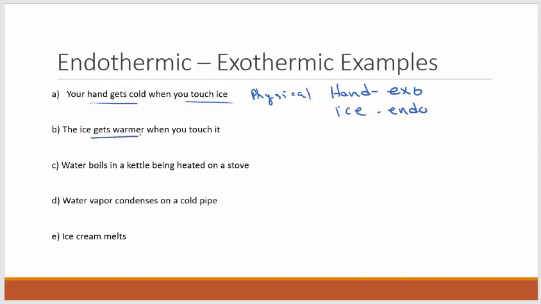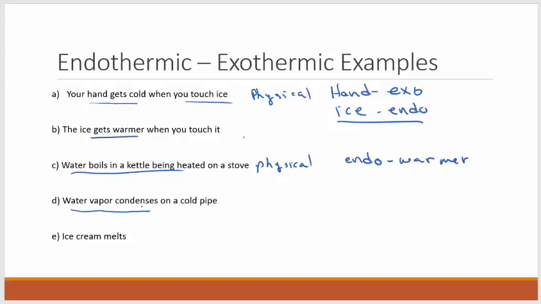So let's say ice gets warmer when you touch it. Now what we're looking at is the ice. We just said the ice is endothermic, getting warmer. Let's talk about water boiling in a kettle. Again, that's a physical process, not a chemical reaction. If the water is getting warmer, it's absorbing heat, so it's endothermic. If water vapor condenses, so if something condenses, it goes from a gas to a liquid, which means it's cooling down. So that means it is exothermic.